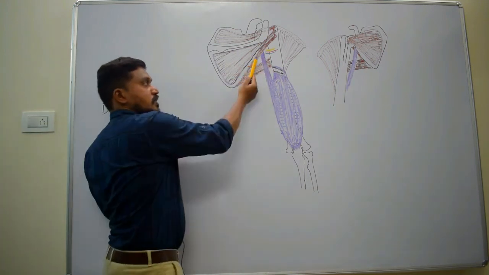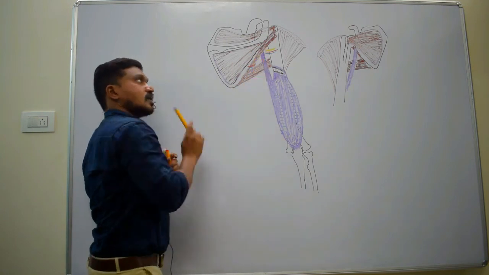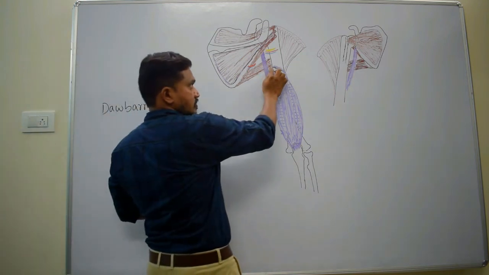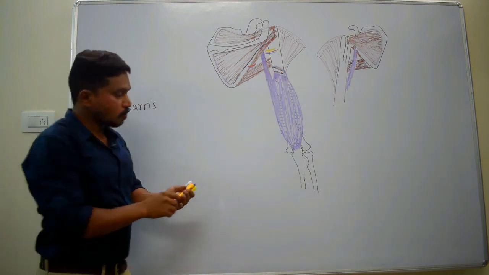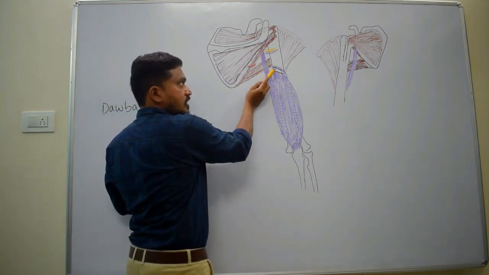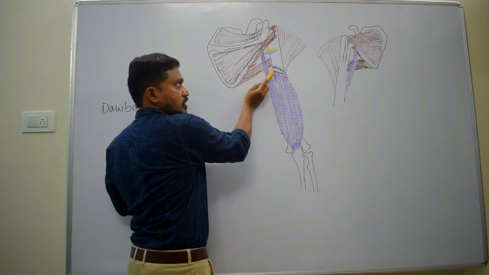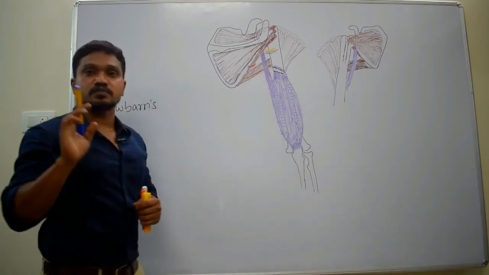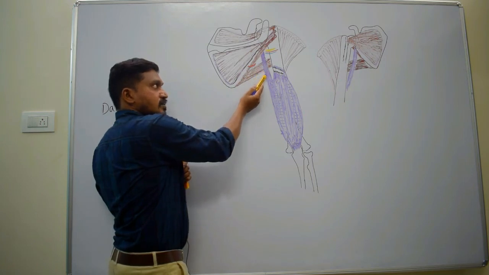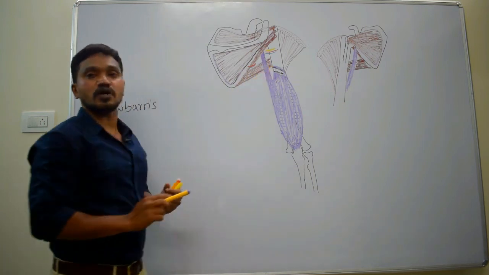Very simple. Superiorly by teres minor, inferiorly by teres major, laterally by long head of triceps. Contents: circumflex scapular vessels. Then what is this triangle? Lower triangular space. Bounded superiorly by teres major, medially by long head of triceps, laterally by medial border of humerus.